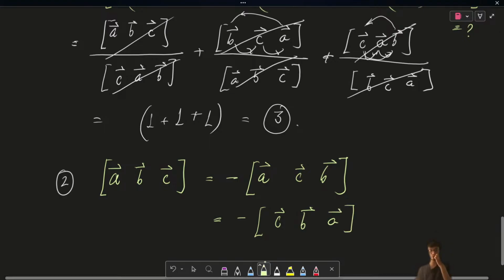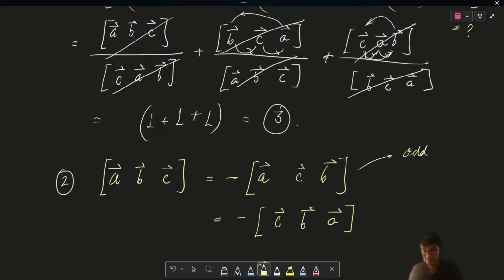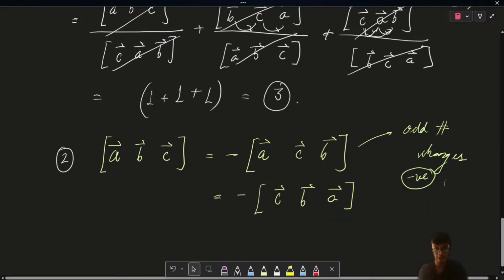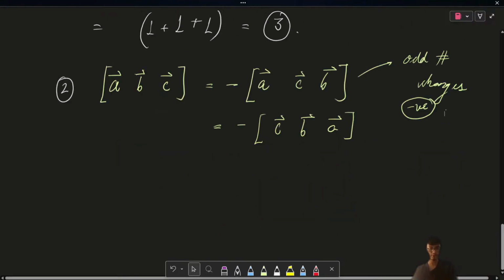So the key result to note here is that whenever we perform an odd number of interchanges, the result is a negative result. And when I do an even number of interchanges, the result remains the same, the positive result. Alright, I hope this is clear. So based on this, let's try to solve a question again.